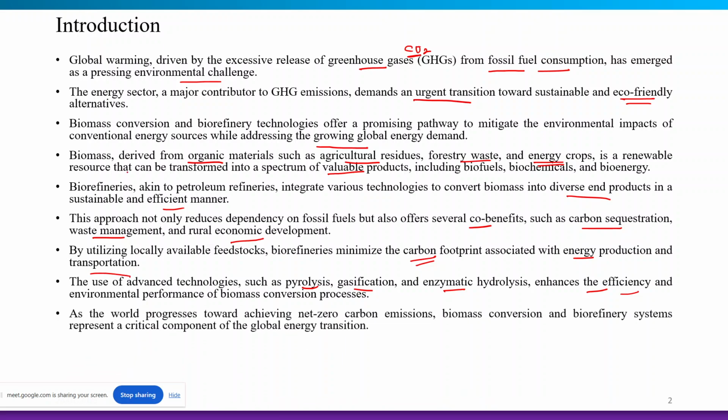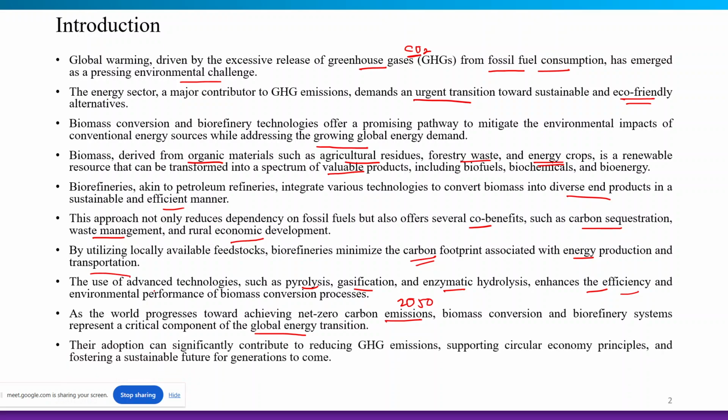So, as the world progresses towards achieving net zero carbon emission by 2050, biomass conversion and biorefinery systems represent a very critical component of the energy transition that industry wants. They want to reduce carbon emissions, but they also want to do this energy mixing, or the huge transition in energy consumption. So their adoption of this technology can significantly reduce greenhouse gas emissions, supporting circular economy principles and fostering a sustainable future for the coming generations.